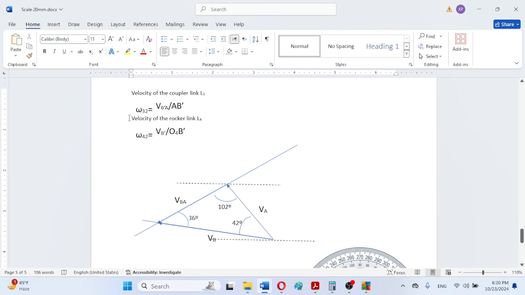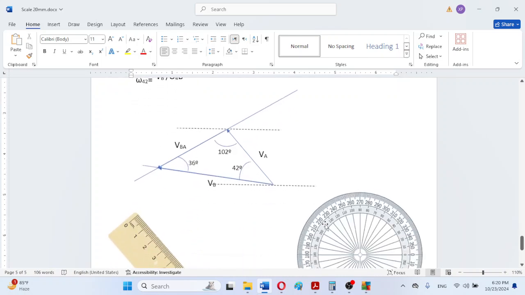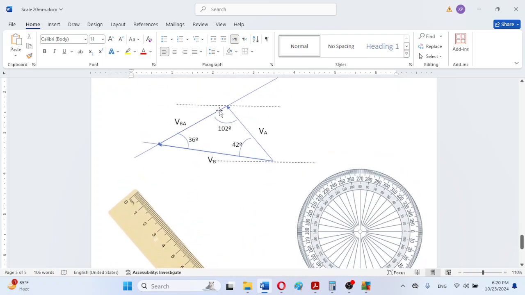In the previous video, these formulas were written, and the final stage is that we will be measuring the length of the vectors VBA and VB to determine the magnitudes. As we have drawn VA according to scale, 5 centimeter is equal to 1000 millimeter per second. In this way we will be measuring these vectors VBA and VB.